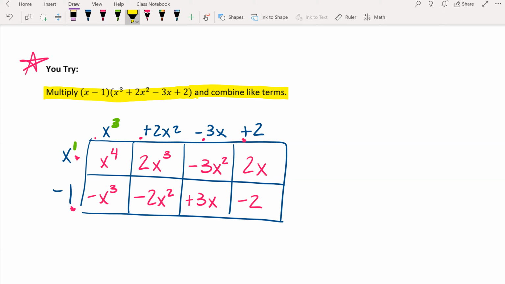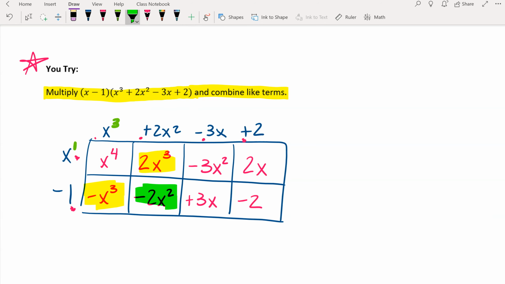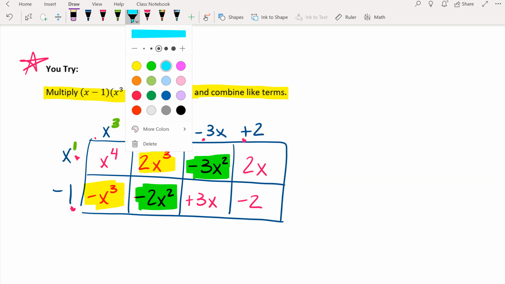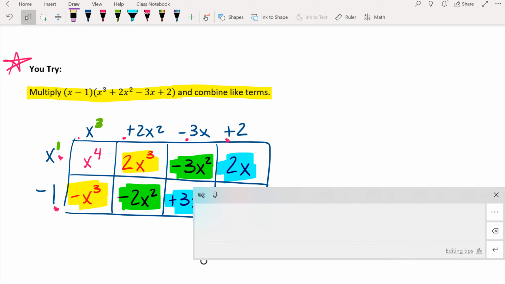Okay, really quick. If you do not get like terms in your diagonals, if they're not both x cubed or both x squared or both just x, that means something went wrong. So check your diagonals. Do they match? Do they look like terms that can be combined with addition or subtraction? Yes. Okay, so that means you probably did this right. And now let's combine those like terms.